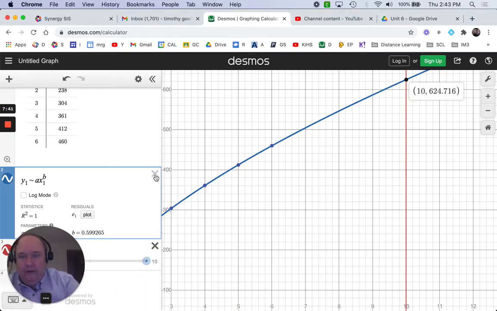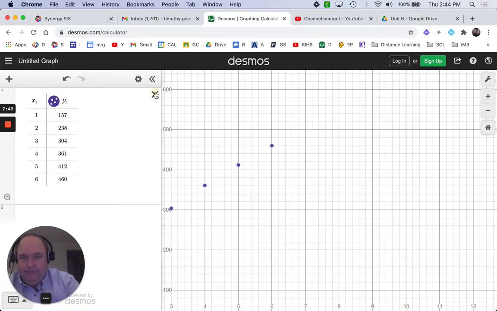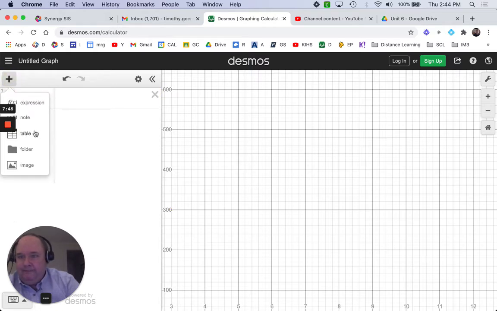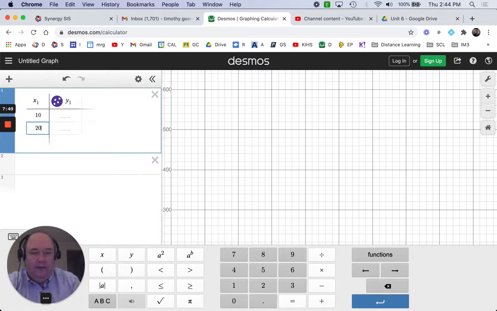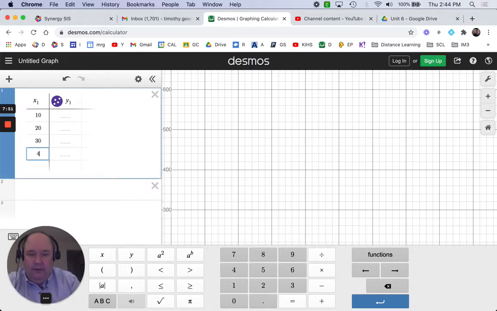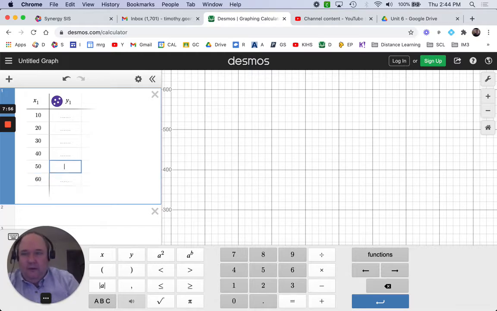All right, let's clean this up. New table. And let's type it in. So it's 10, 20, 30, 40. The more data we have, the more accurate the model. Data is very valuable. That's the Google idea, right?